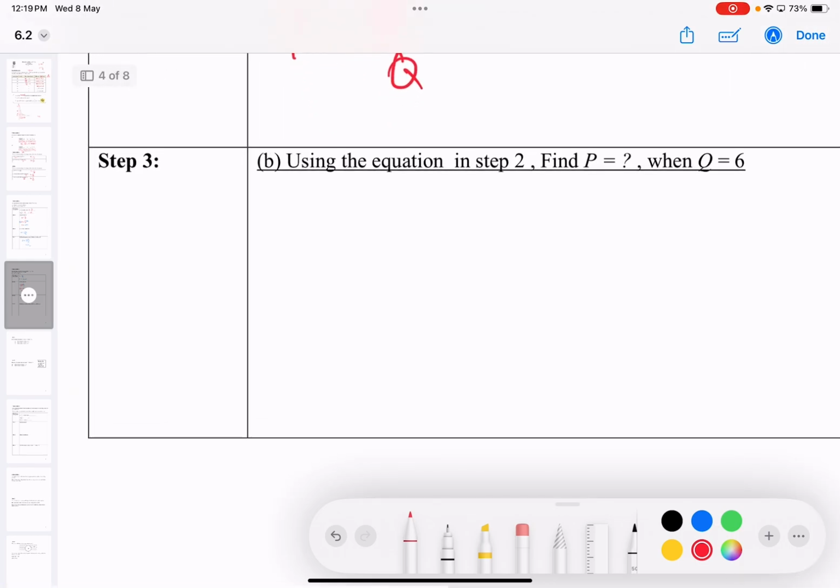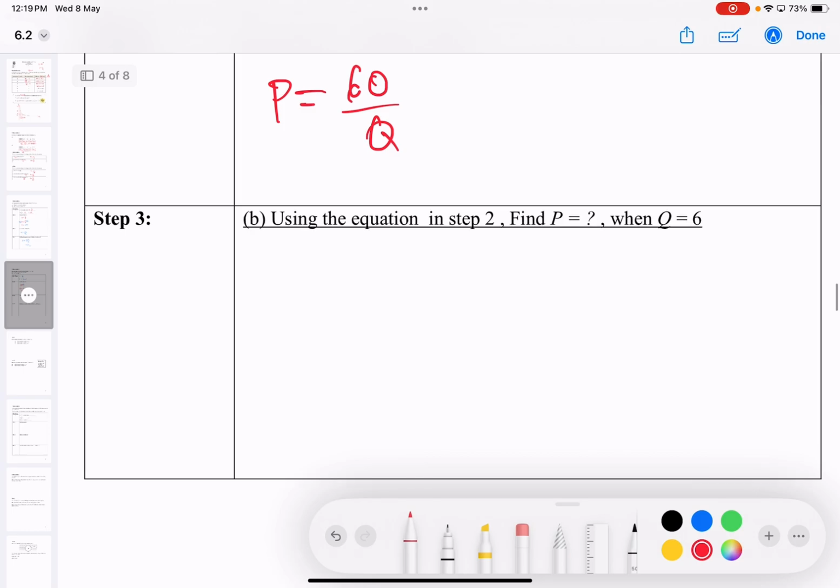Okay, come, Chunfeng, help me out. So how do I find the value of P? P is equals to 60 divided by what? 6. So 60 divided by 6 gives me 10. Okay? Can you guys check your answer? Do you guys get 10?